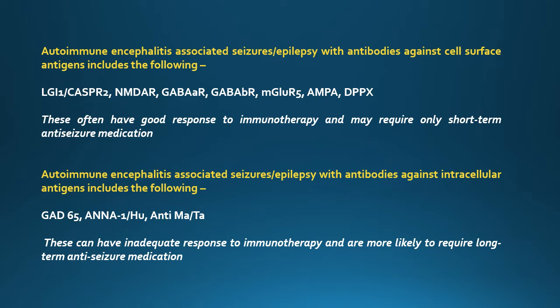Autoimmune encephalitis-associated seizures and epilepsy with antibodies against intracellular antigens include the following: GAD65, ANNA-1 or Hu, and anti-Ma. These can have inadequate response to immunotherapy and are more likely to require long-term anti-seizure medication.